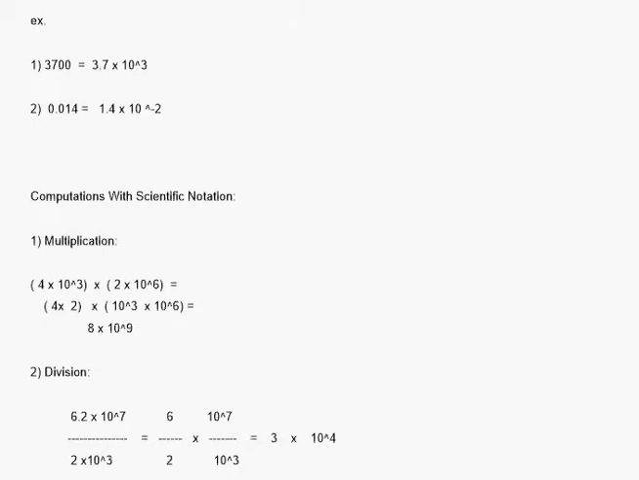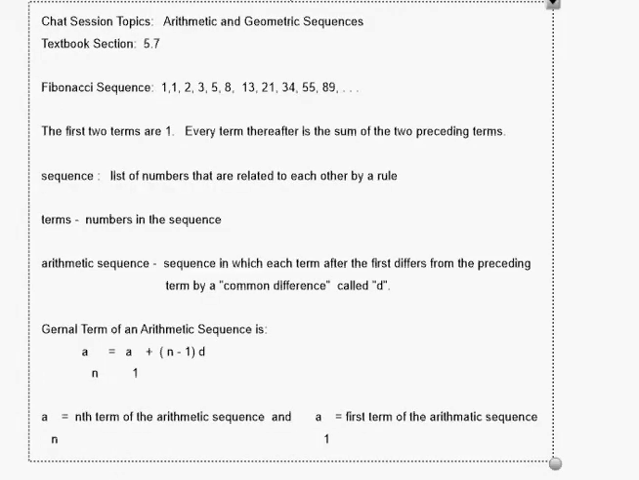Division. If we have 6.2 times 10 to the 7th divided by 2 times 10 to the third, we group the numbers, 6 divided by 2 and get 3, and then we divide the powers of 10. 10 to the 7th divided by 10 to the third, we subtract the exponents and get 10 to the 4th.